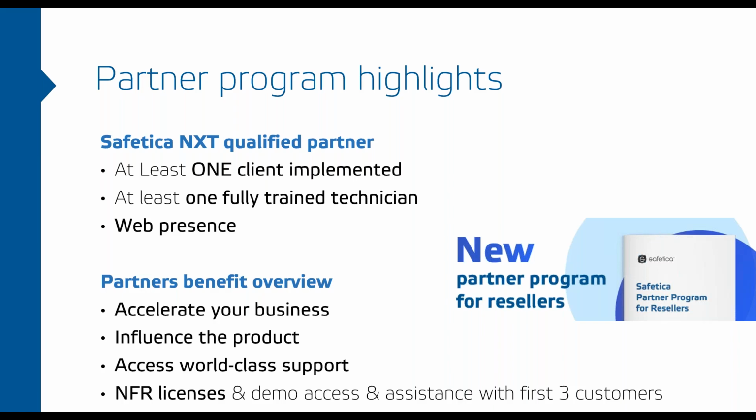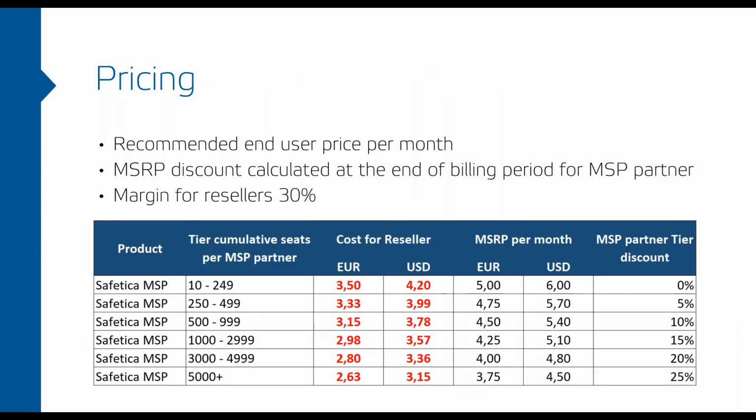And that brings us to the pricing. What you can see in the table below is both the recommended end user price per month, but we've also added your cost as a reseller, since the margin for resellers should generally be up to 30%. And another useful piece of information is the MSRP discount, which is what you can see on the right, and that is going to be calculated at the end of the billing period. I understand this might seem a bit confusing immediately, so let me just share an example.